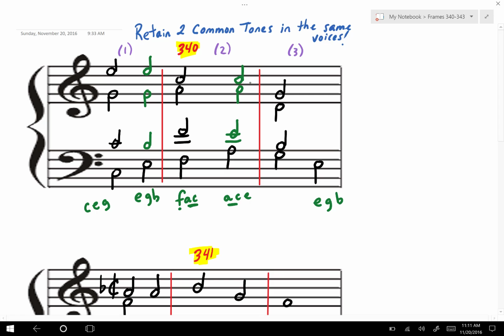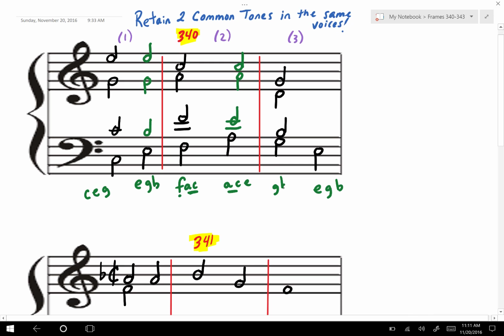In the next example, we have a G, B, D triad and an EGB triad we need to build. What are the common tones? G and B are common. So let's keep the G's and the B's in the same voice. Soprano's on a G, tenor's on a B. The altos would then need to change to double the root, because we need two roots, and they would sing the E. And that's how you would do frame 340.